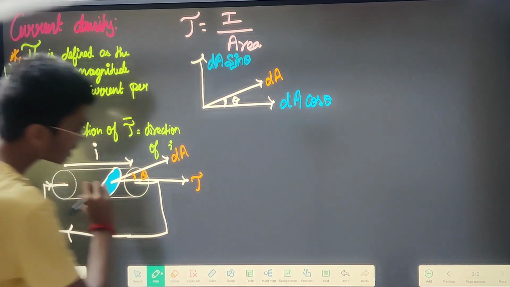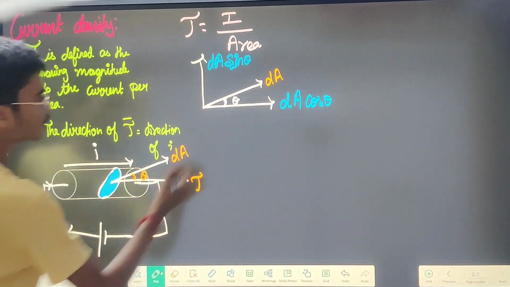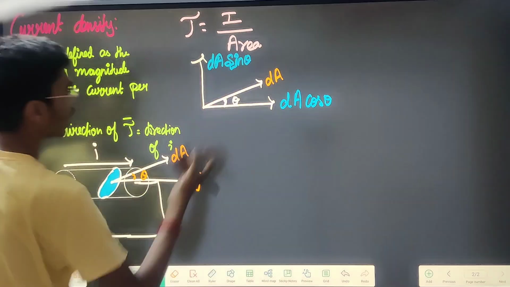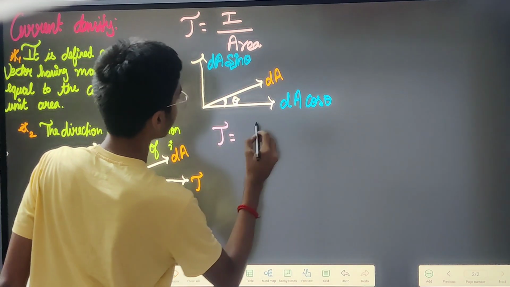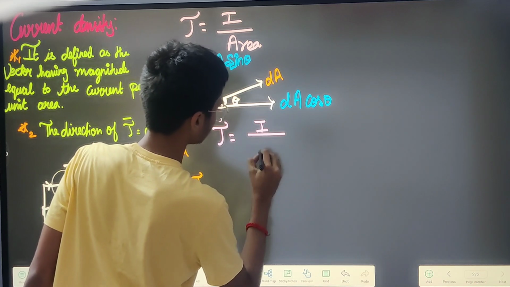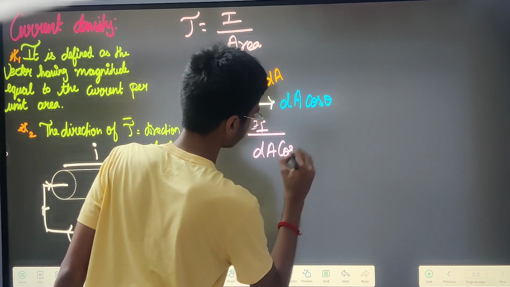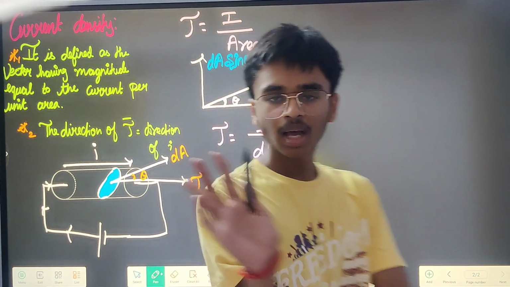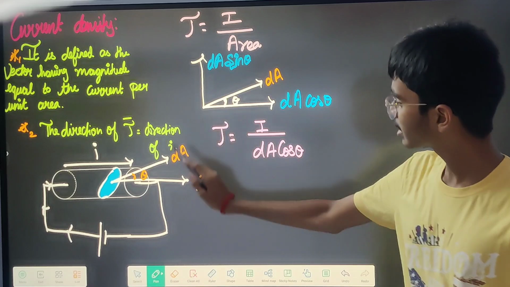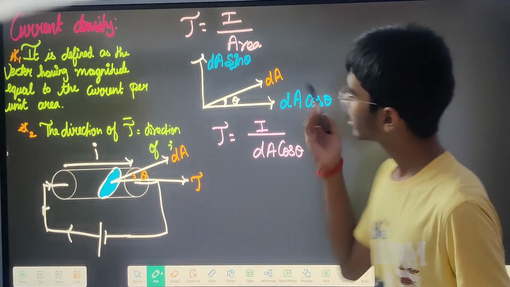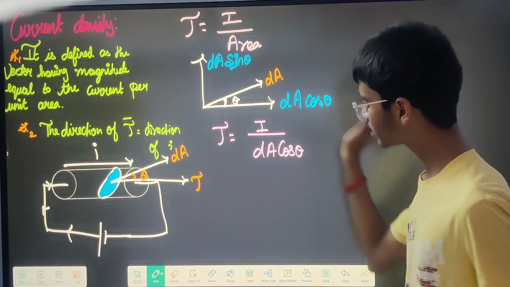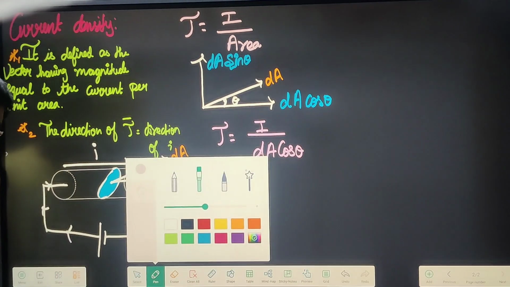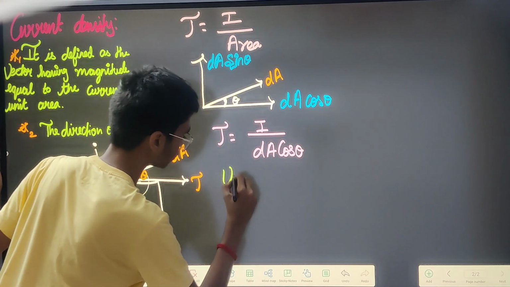See, the direction of dA cos theta is like this, and if you notice, J's direction is also like this. Since these two directions are the same, in place of area, I can substitute that J is equal to I divided by dA cos theta. So dA cos theta is the formula. Here theta is the angle between this area vector and the current density. These are the concepts that you have to memorize.